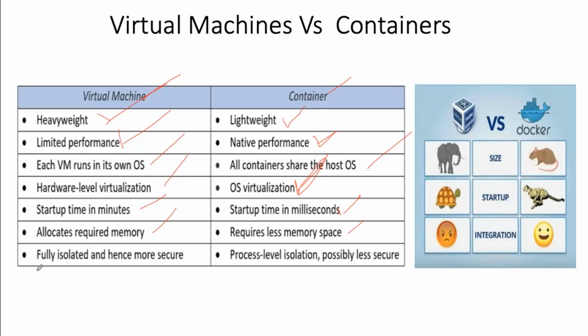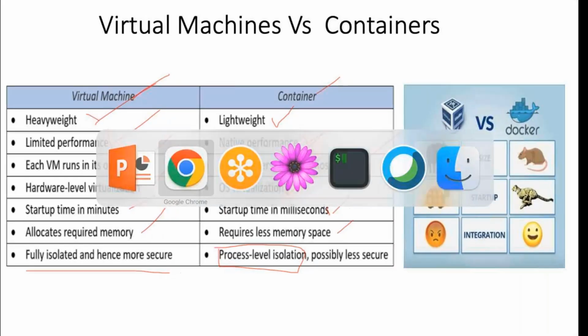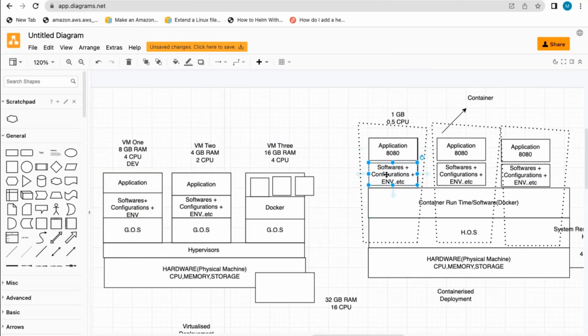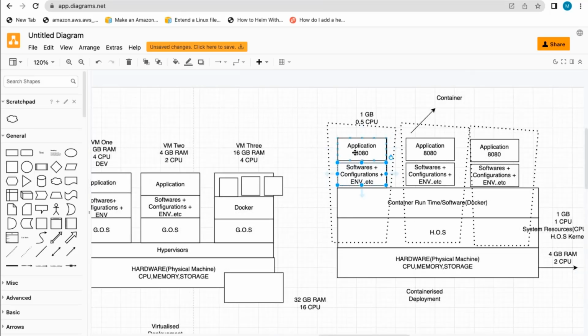When it comes to VM, VM is fully isolated, hence it is a little more secure than containers. But when it is a container, what level of isolation is happening? Process level isolation. So it is possibly less secure. Even though isolation is happening, it is happening at a process level. Suppose you are not following some container best practices. There are some best practices, and you are not following them.